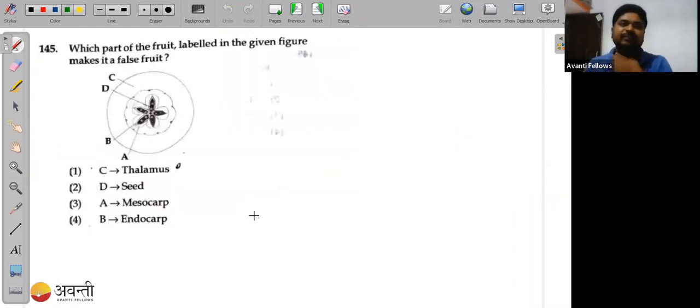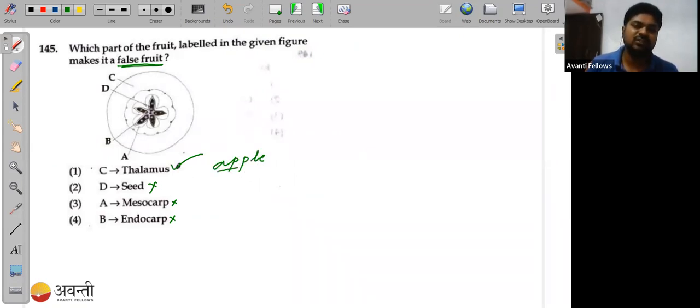Moving forward, next question is, which part of the fruit labeled in the given figure makes a false fruit? कौन सा part जो है false fruit बनाता है? So seed does not make a false fruit, mesocarp does not make a false fruit, endocarp does not make a false fruit. We already know the thalamus is important for making a false fruit. So you already learned in case of apple, के अंदर जो fleshy part of fruit रहता है, it is made from the thalamus, and that's why it is known as a false fruit. That's why option 1 is the correct one.